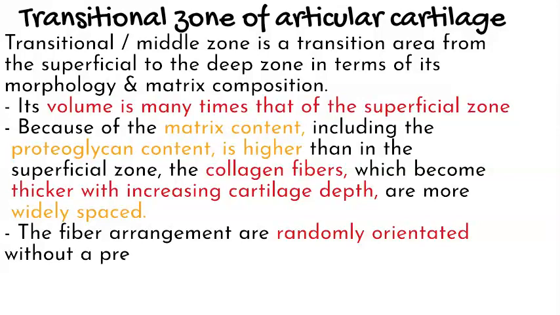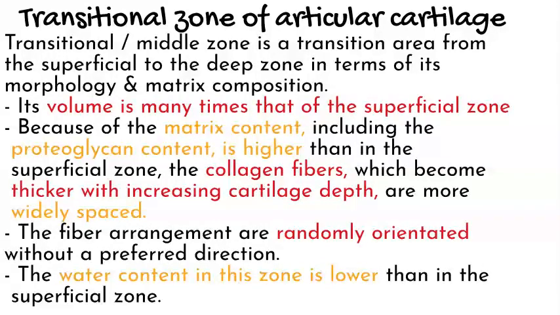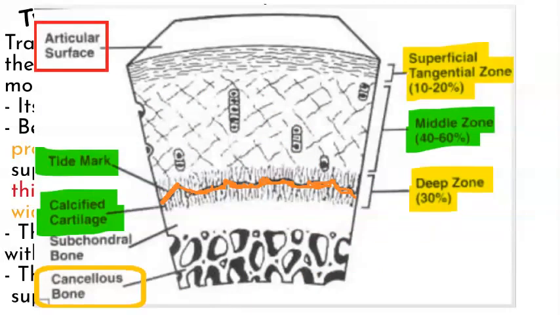The fiber arrangement is randomly oriented without a preferred direction. The water content in this zone is lower than in the superficial zone. This figure shows the 4 zones again: the superficial tangential zone, the middle zone, and the deep zone with calcified cartilage present.